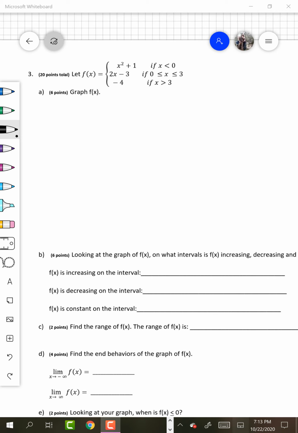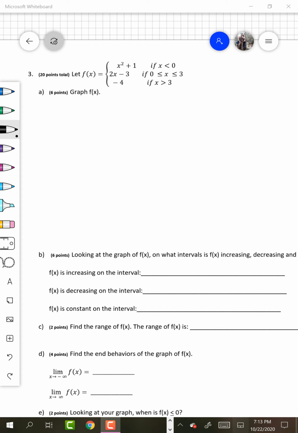For number 3, we have a piecewise function. F of x is equal to the equation x squared plus 1 if x is less than 0. It's equal to the equation 2x minus 3 if 0 is less than or equal to x, which is less than or equal to 3. And it's equal to negative 4 if x is greater than 3.